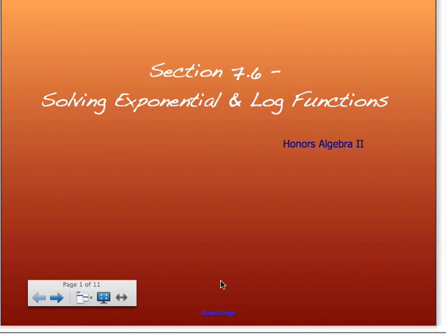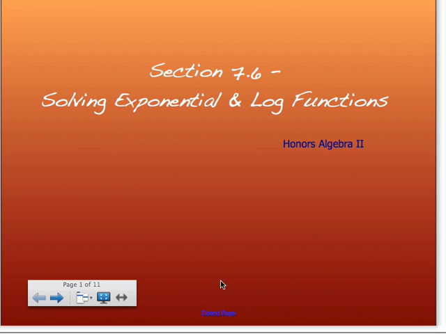Welcome to your 7.6 video on solving exponential and logarithmic functions. Throughout the course of this book, as well as throughout our school year, I hope you've noticed that every time we get towards the end of the chapter, the last thing the book does is take the skill and the strategy that we've learned in that chapter and apply it to actually solving a function or solving an equation with those skills involved.